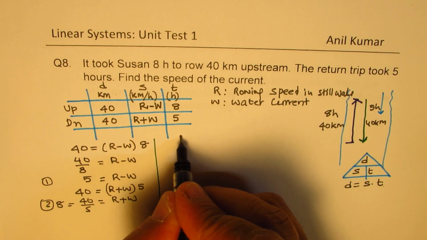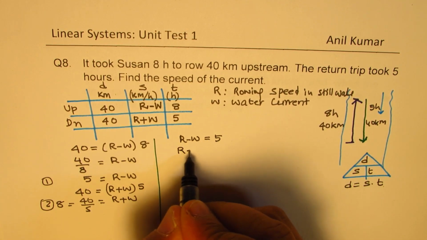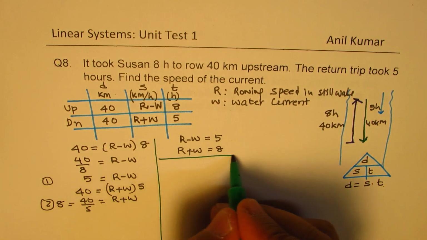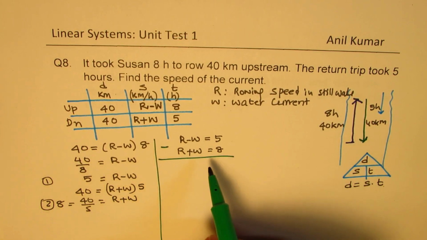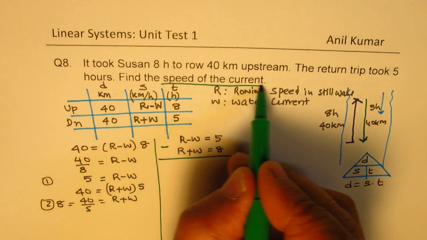So we have two equations. One is R minus W equals 5. The other one is R plus W equals 8. To solve them, it's easy to add. But since we want the water speed, I will just subtract. We want the speed of the current. Is it okay? So W.